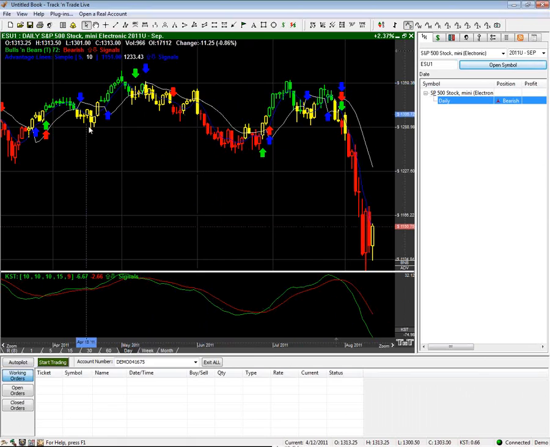The KST, advantage lines, and bulls and bears are 3 separate technical indicators. They are not the same. They don't have the same parameters. They're not following the same rules. So if all 3 agree, I like that a whole lot more than just one.